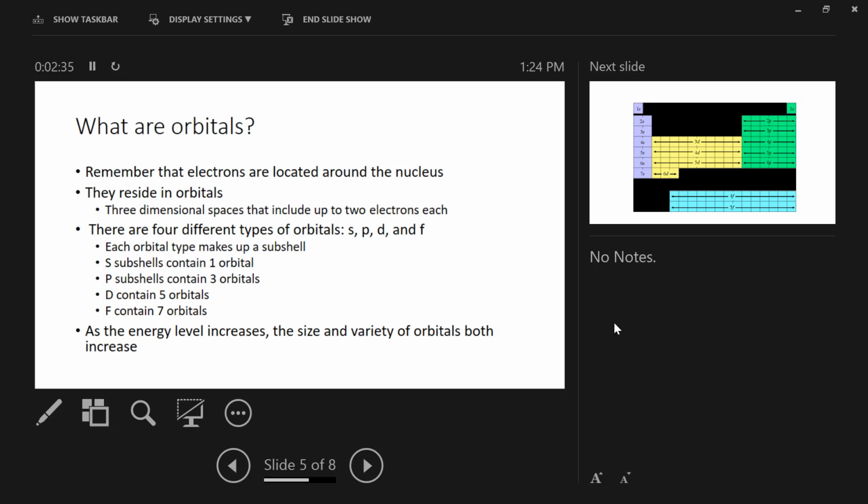How many orbital types do you think you find in the first energy level? Just 1. What about in the second energy level? 2. In the third energy level? 3. In the fourth energy level and following, we have all 4 of our orbital types. So the fourth energy level, 5th, 6th, and 7th, we have all 4 of our orbital types. All right? That make sense?